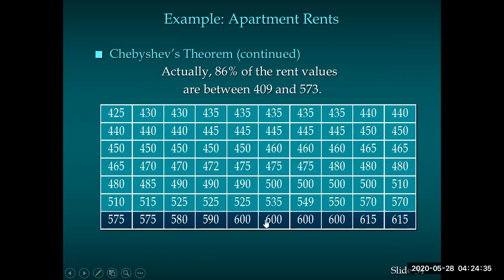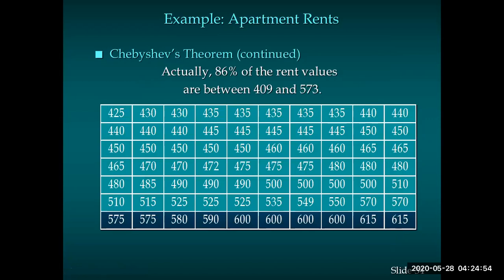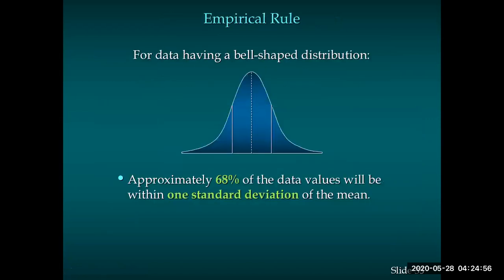So how many numbers are out? 2, 4, 6, 8, and 10. 10 values are out of our range. We actually had 70 observations, so 10 by 70 should be roughly 14%. They are out of our limits, but 86% are falling in the limits that Chebyshev is telling us, 409 to 573. So it's a very handy theorem.